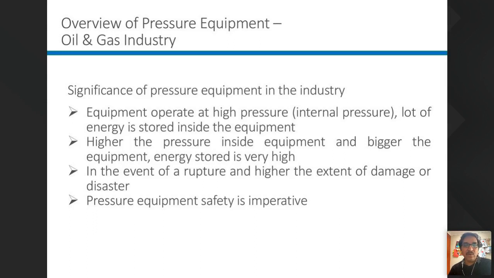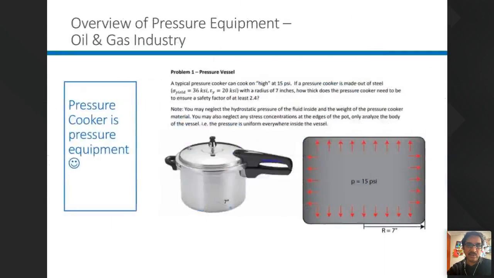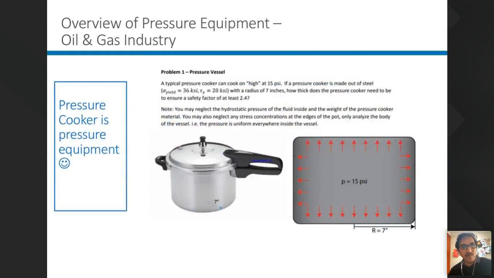That's why there are a lot of regulations around building pressure equipment. Let's see a small example. The pressure cooker we use at home is also pressure equipment. This pressure cooker at our home operates at less than 1 bar. It should not exceed 15 PSI. That's the norm of the industry.